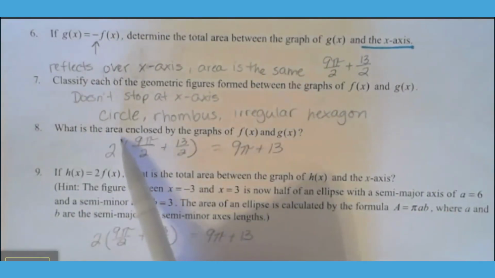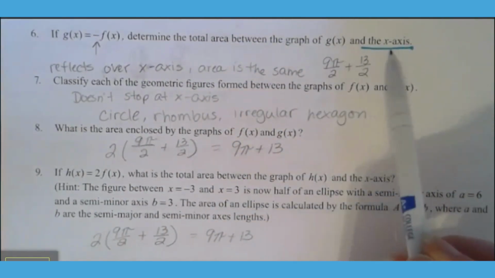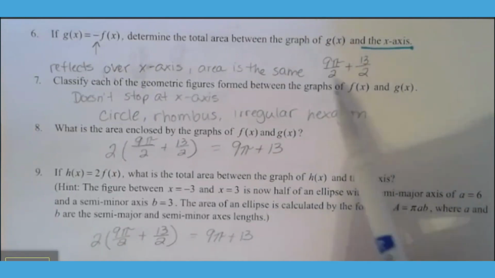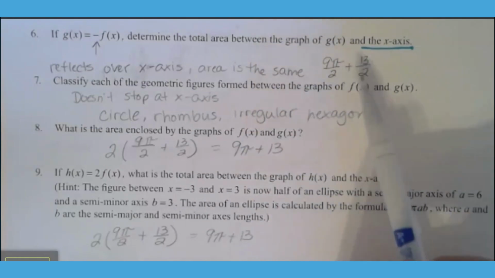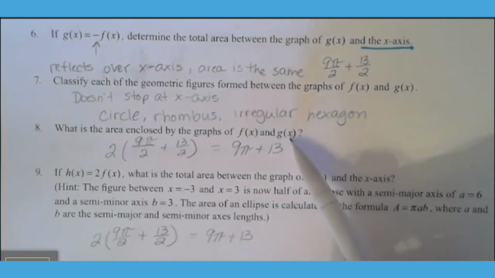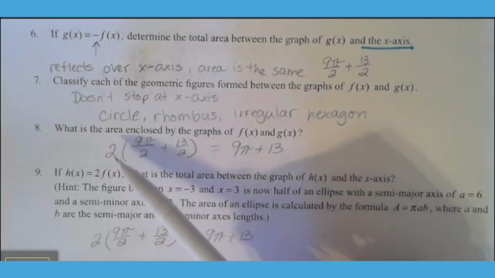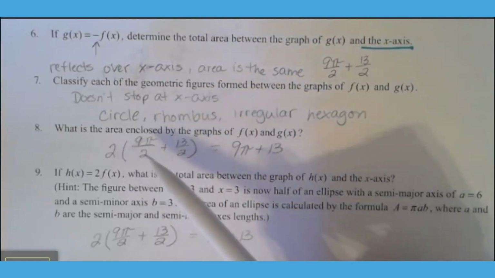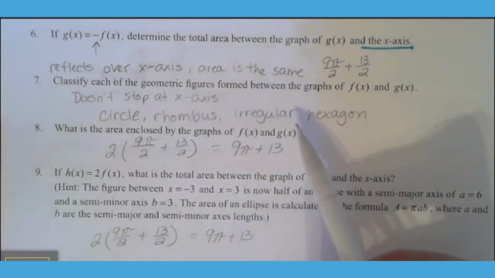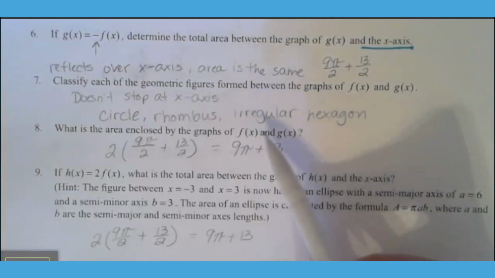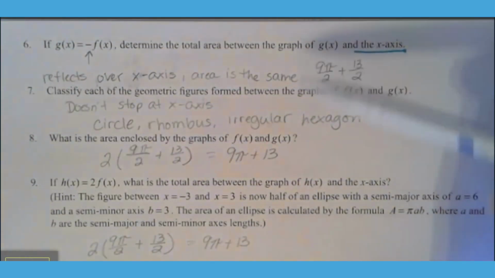And then finally, what is the area enclosed by the graphs of f of x and g of x? So because we know that between g of x and the x-axis was 9 pi halves plus 13 halves, and we know the same was for between the f of x function and the x-axis, if I'm now going between both of those, my total area will be twice that amount, or 9 pi plus 13, which is a much simpler, time-saving, straightforward way to think about this, rather than having to actually calculate the area of the circle, the area of the rhombus, and an area of a hexagon, which they probably are not familiar with up to this point. So that is our portion 6 through 8.